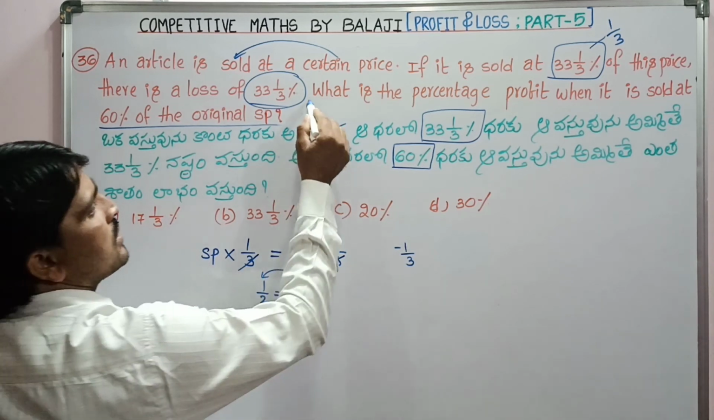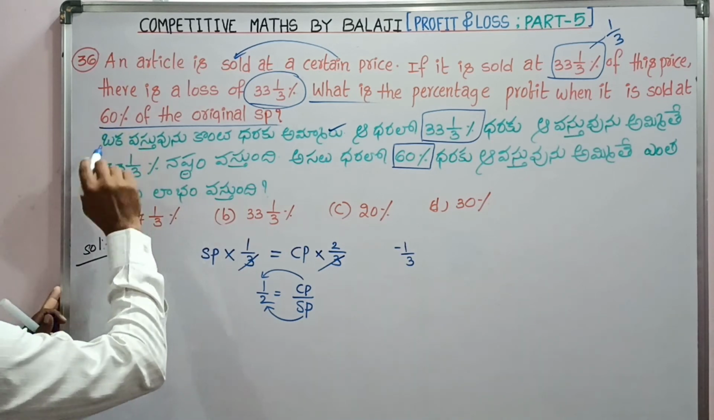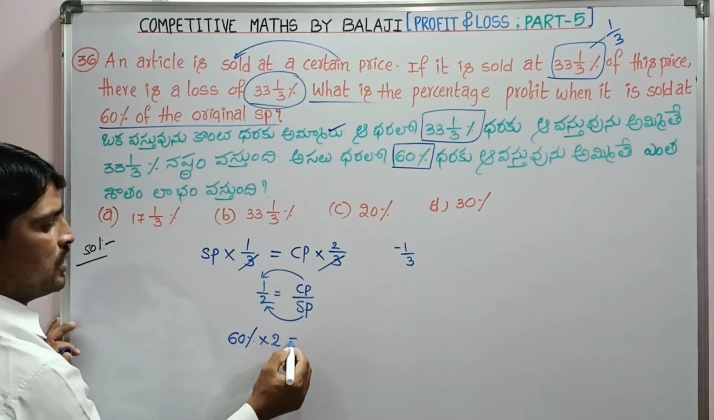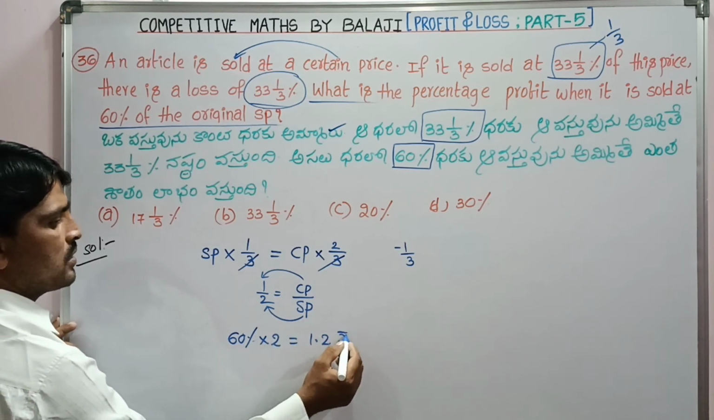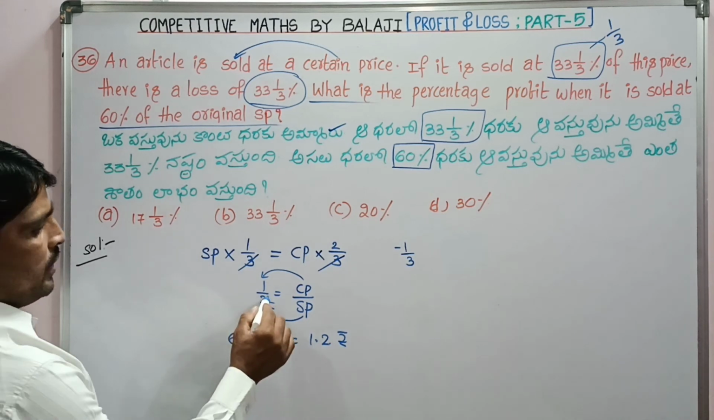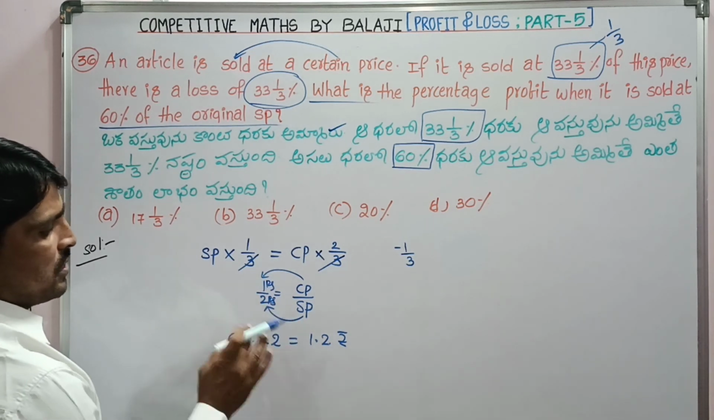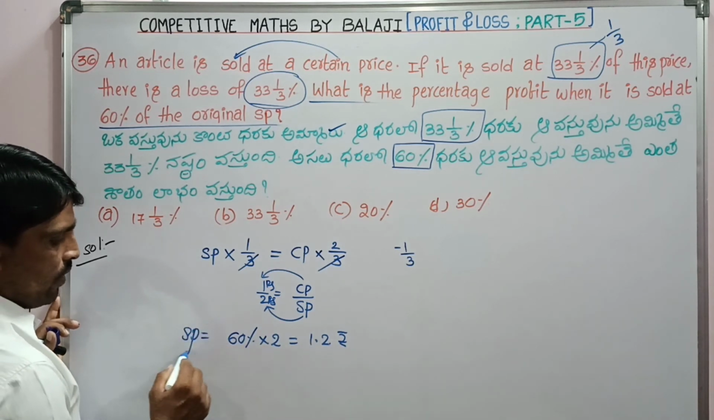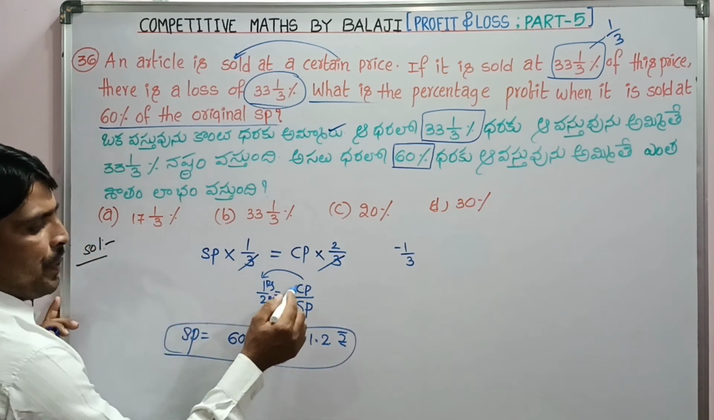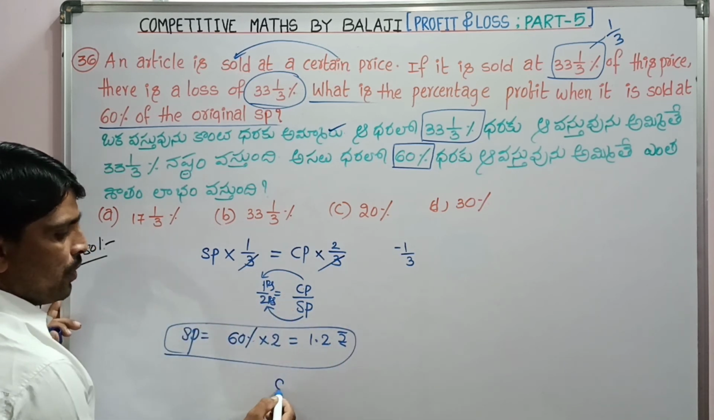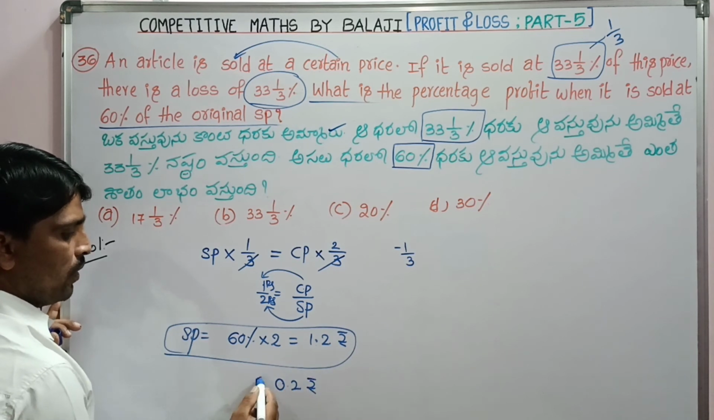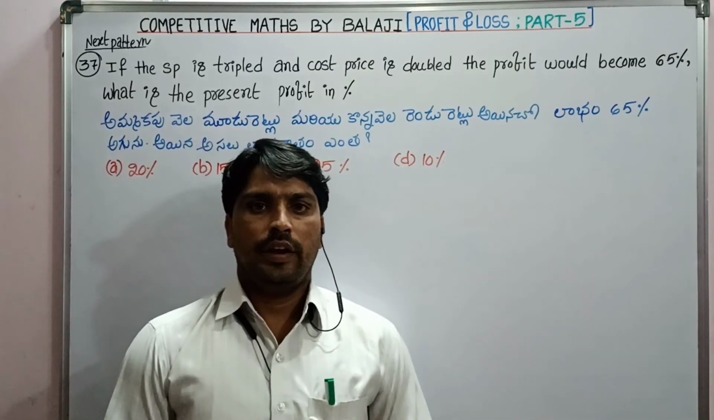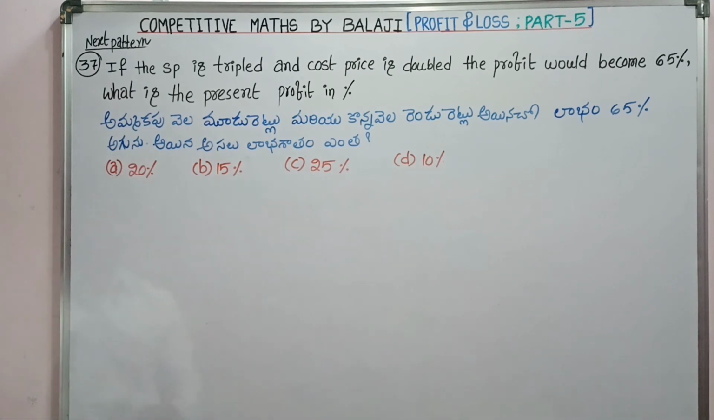But we have to find what is the percentage profit when it is sold at 60% of the original SP. 60% of original SP 2 is equal to 1.2 rupees. Okay. Suppose it is 2 rupees and it is 1 rupees, then 60% of 2 is 1.2 rupees. And this is new SP. Okay. CP is 1 rupees. Over 1 rupees there is a 0.2 rupees profit. 0.2 is nothing but 20% profit. So answer is C.